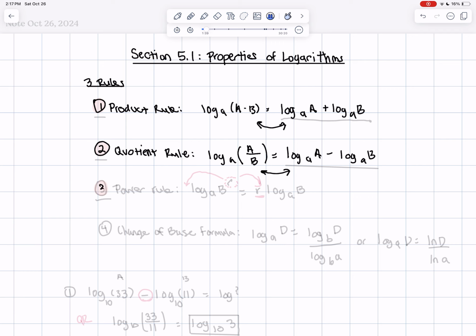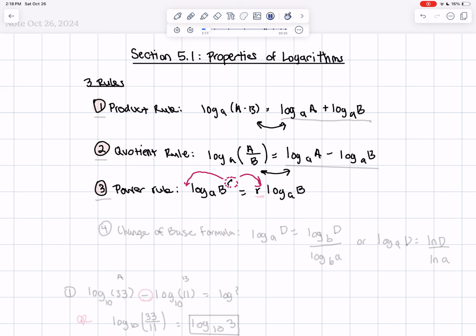Now what about the last one? The last one is the power rule, which states log base a of B to the R is equal to R log base a of B. So the R, let's say it's in the exponent. I'm going to use a different color here. The exponent, if we have a problem that's in this form, it's going to want us to move it to the front. And that's what we see happening here. So now the R is in the front.